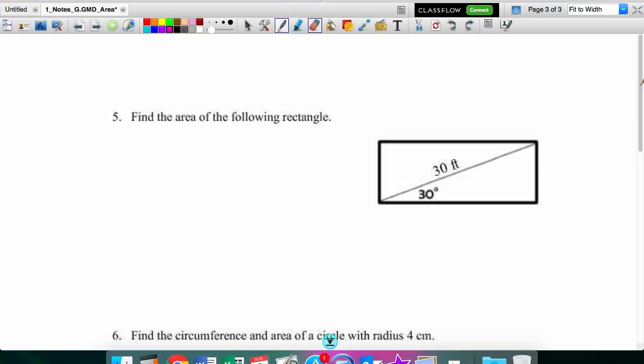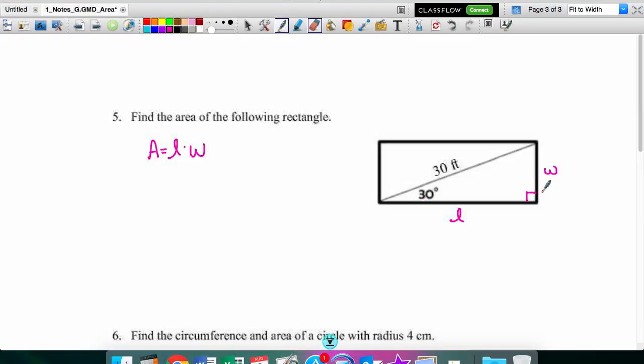Problem 5. Find the area for the rectangle. So we identify the formula for the area of a rectangle, length times width. Again, you can choose your length and your width. Suppose I choose the long side as my length and the width as my shorter side. It looks like I don't have either side in this particular problem. The only thing I have is the diagonal, but I do have a 30-degree angle formed by this diagonal. And if you recall, since rectangles have right angles, this is a right triangle.